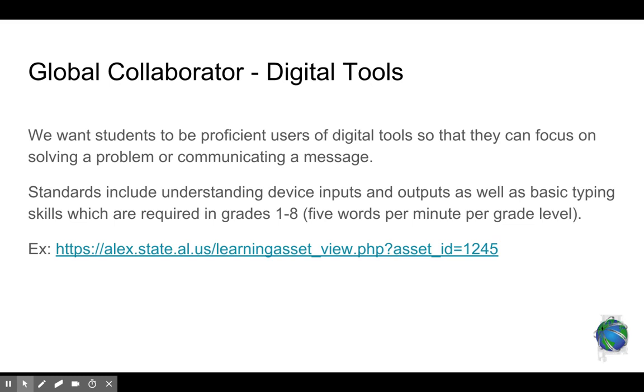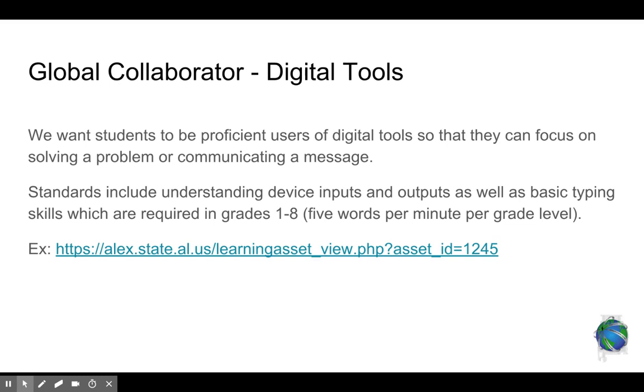feedback as to whether it was still necessary was what's commonly referred to as the typing requirement. And the committee looked at this very carefully, and it was determined that typing is a skill that is required of students so that they can be proficient, making the solving of problems and communicating messages easier.